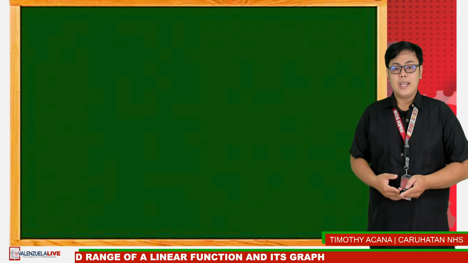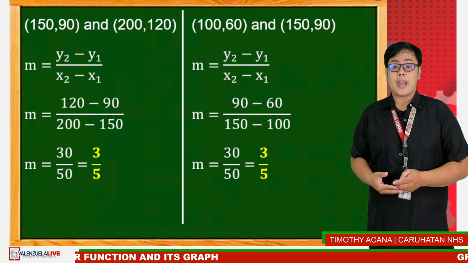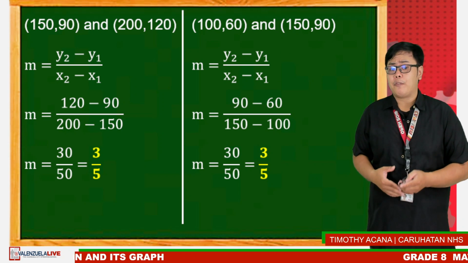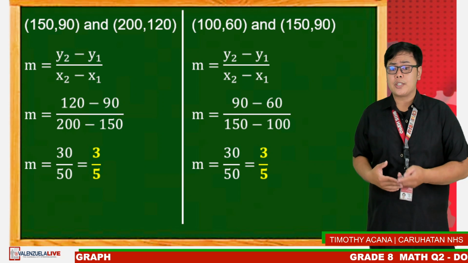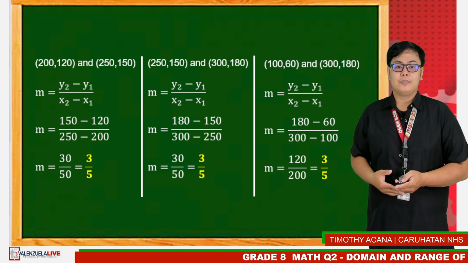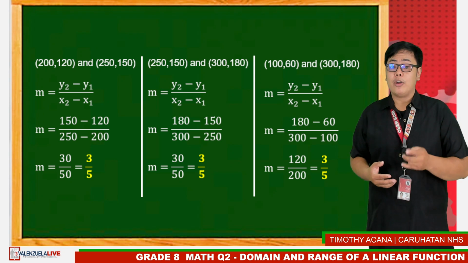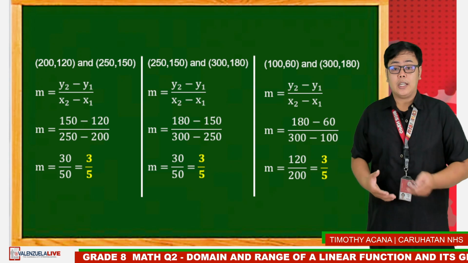If you will notice, both resulting slopes are equal to 3 over 5. And if we continue to solve for the slopes of each pair of points, the result will still be 3 over 5. This indicates that the points lie on a straight line and represents a linear function.